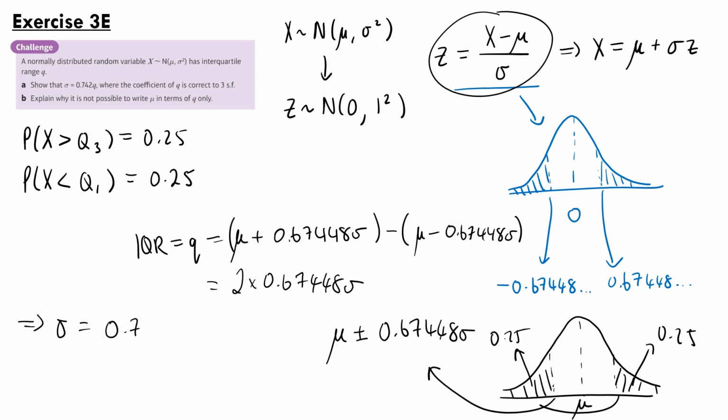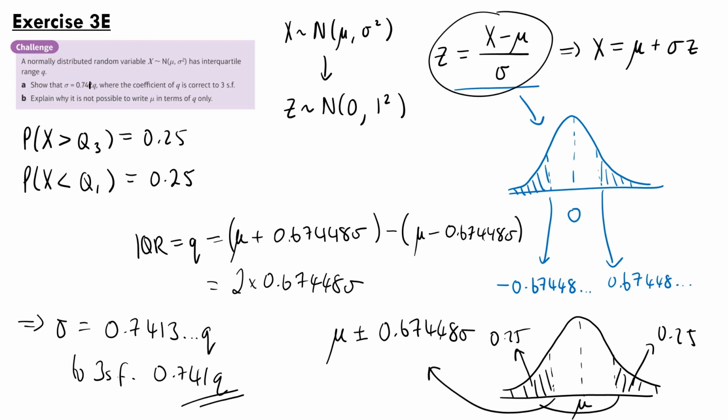Sigma is equal to 0.7413Q, and to 3 sig fig, that is 0.741. And the textbook is actually wrong here. It should be 0.741. I've checked with the solution bank and they agree with me. So there we are. Sigma is equal to 0.741Q.